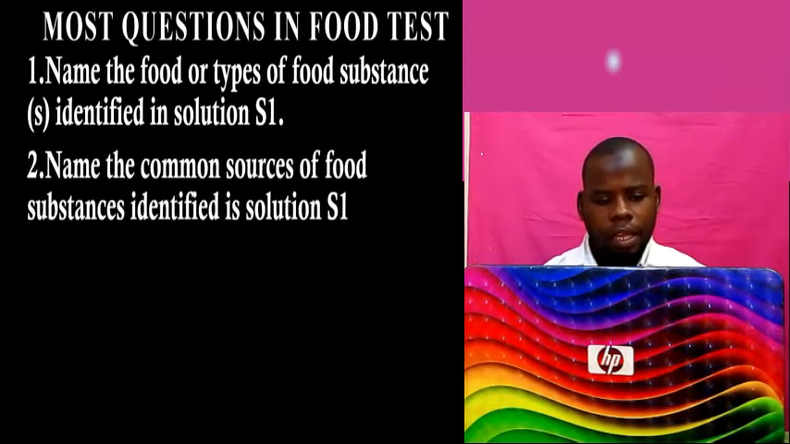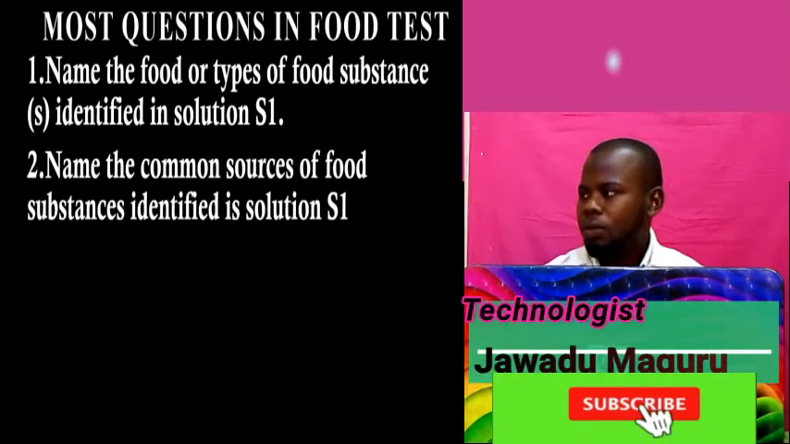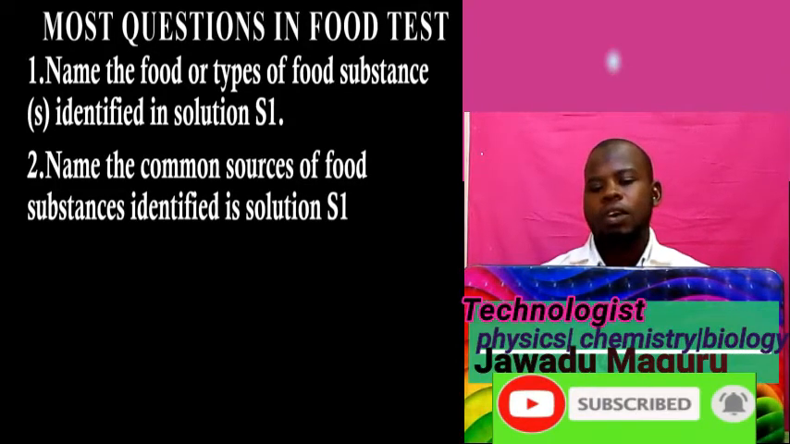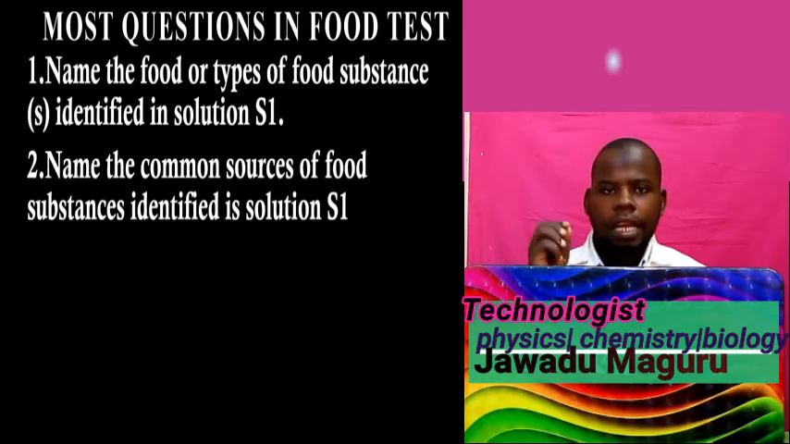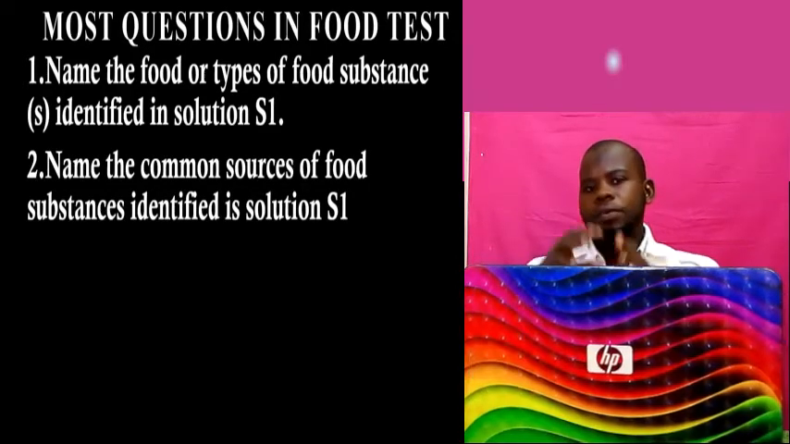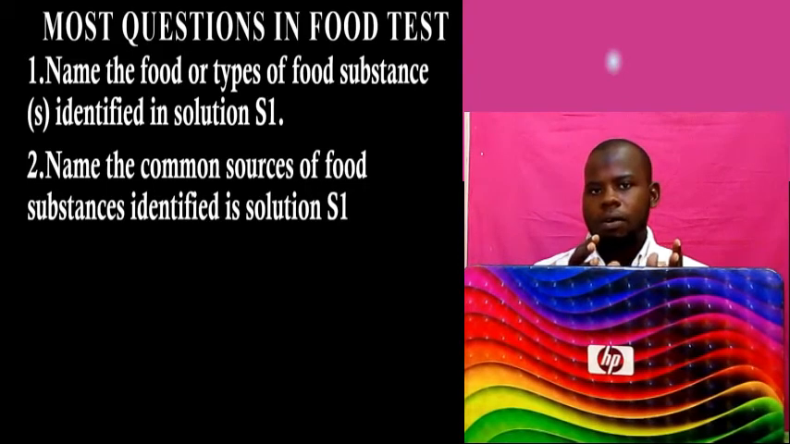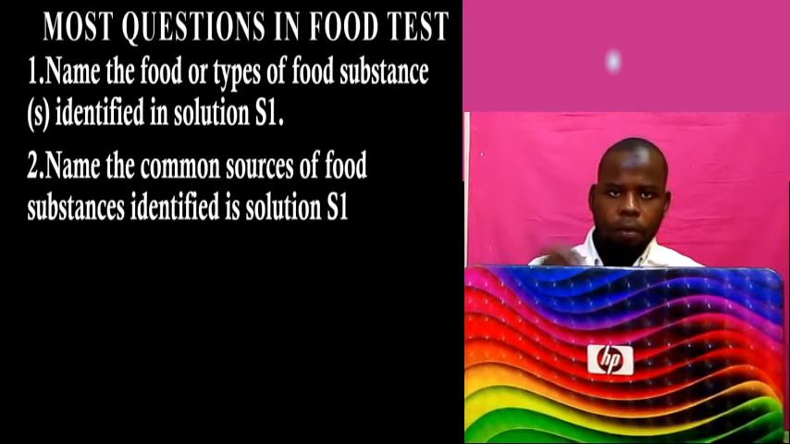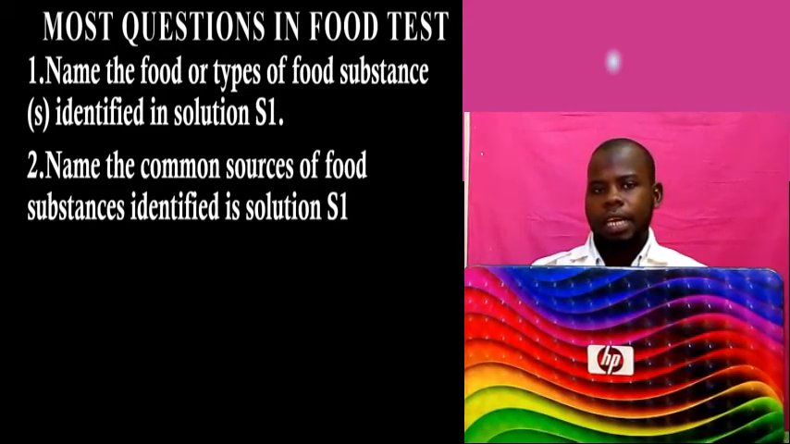The second question, name the common sources of food substance identified in solution S1. The meaning of this question is that we need the common sources of food, the natural source. For example, when you eat an egg, what nutrients do you get, what is composed within that egg. When you eat cassava, what do you gain. When you eat beans, what do you gain. That is a common source. We need a natural food in our environment.